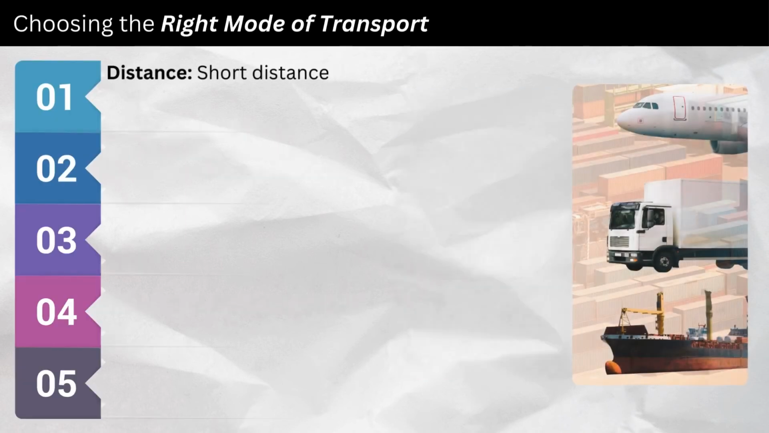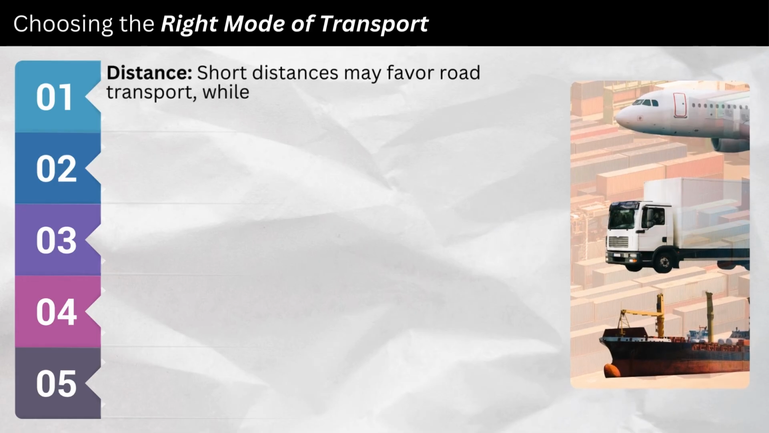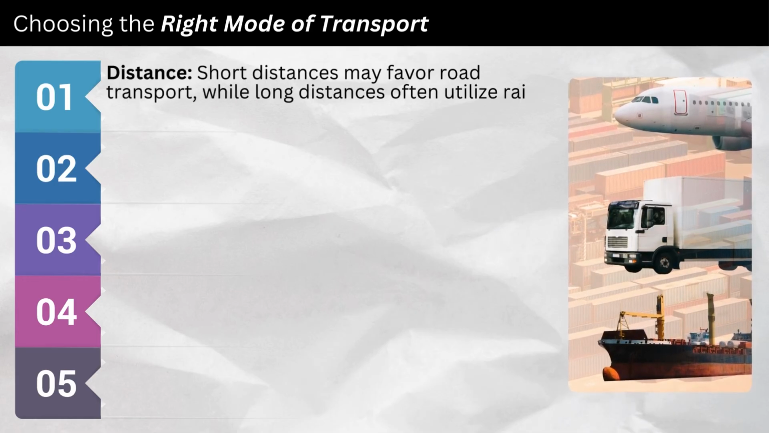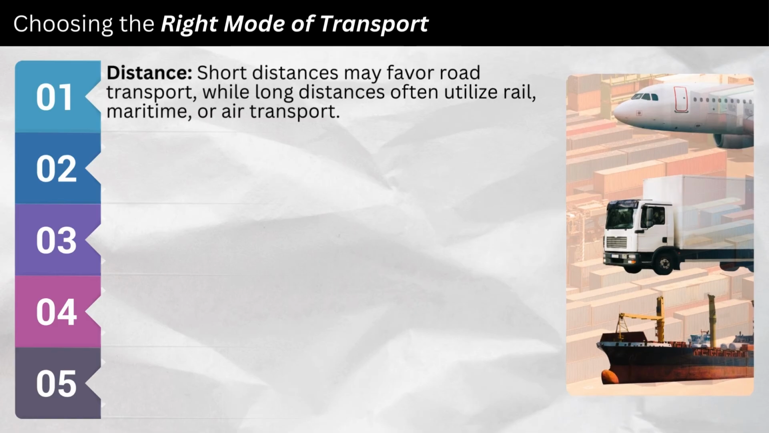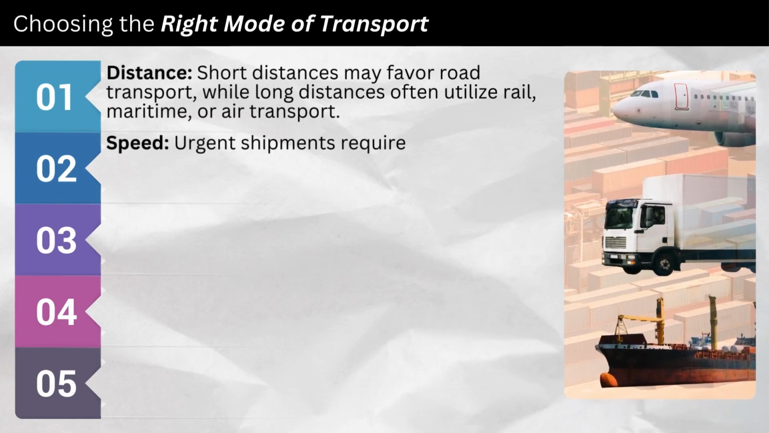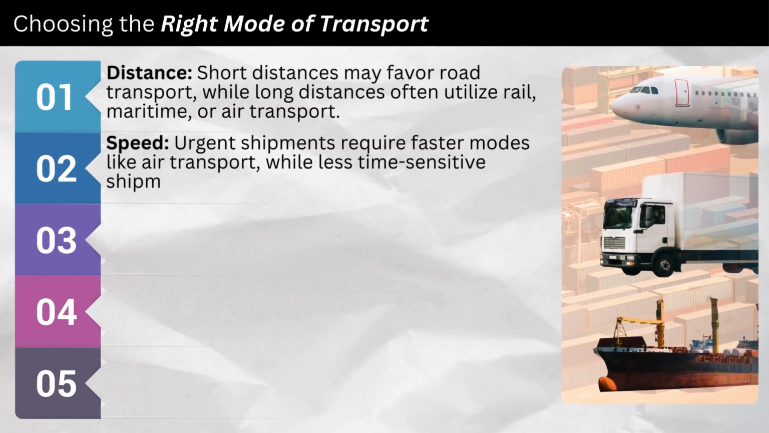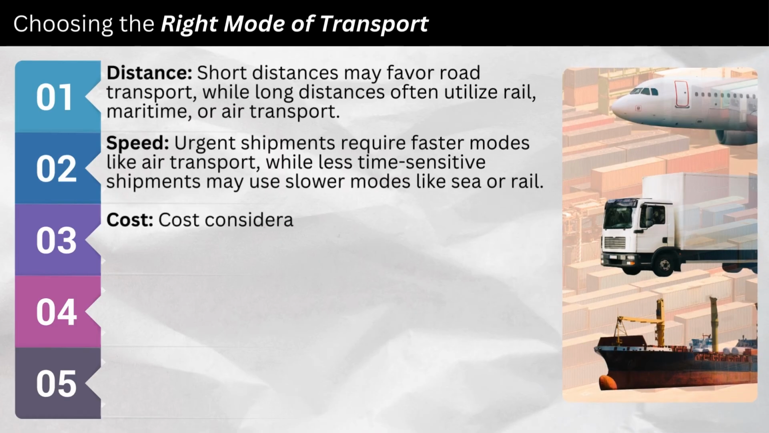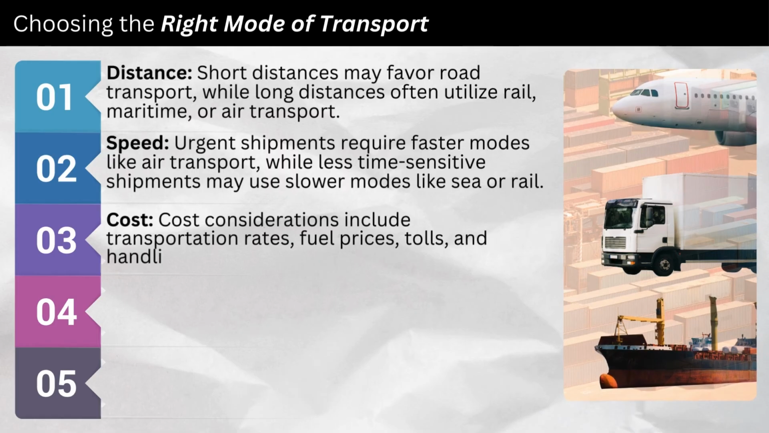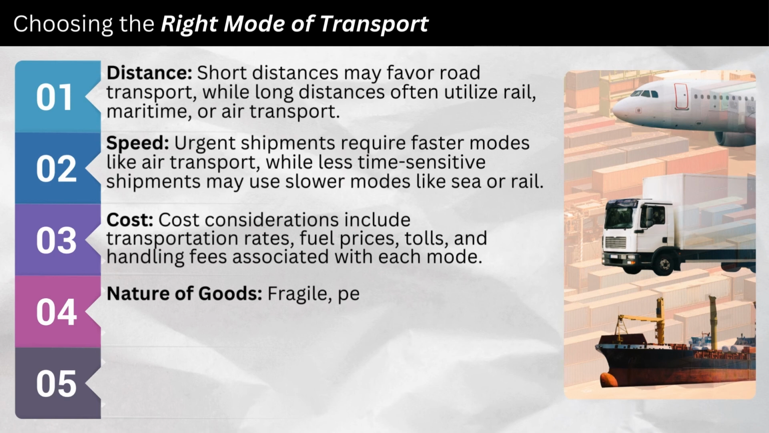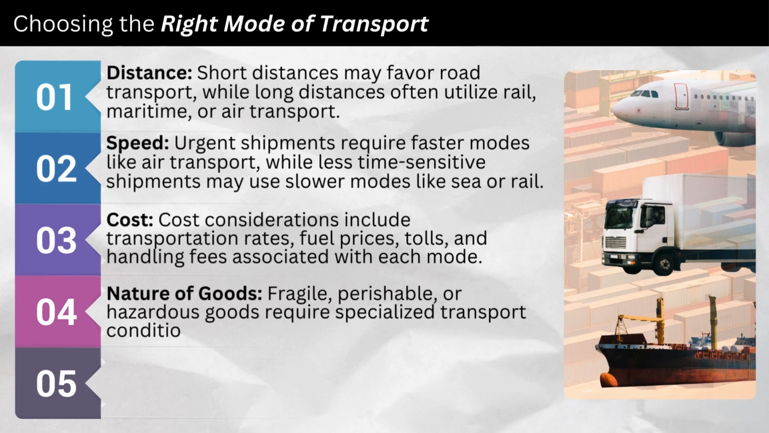Choosing the right mode of transport. The selection of the appropriate mode of transport depends on several factors. Distance. Short distances may favor road transport, while long distances often utilize rail, maritime, or air transport. Speed. Urgent shipments require faster modes like air transport, while less time-sensitive shipments may use slower modes like sea or rail. Cost. Cost considerations include transportation rates, fuel prices, tolls, and handling fees associated with each mode.